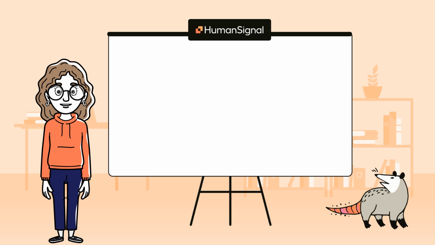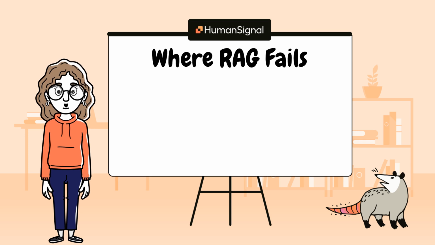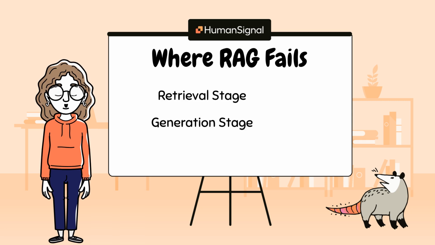Let's sum it up. Errors in RAG systems come from 2 places: the retrieval stage and the generation stage. Diagnosing these problems can be tricky, but with careful examination of your RAG system, you can find and fix your errors.